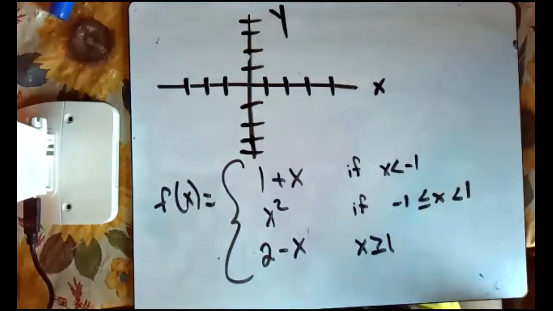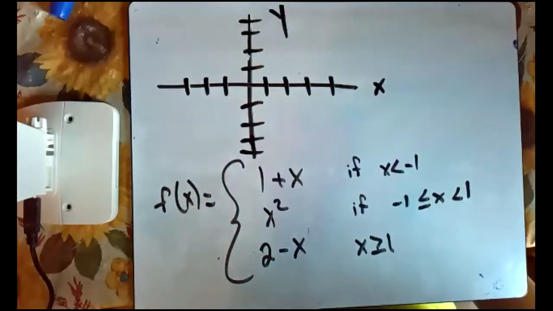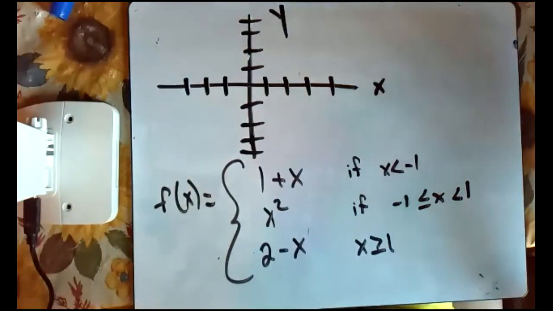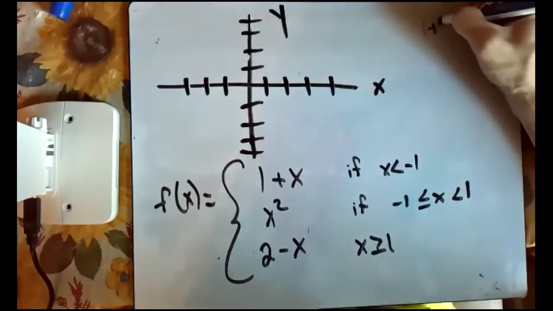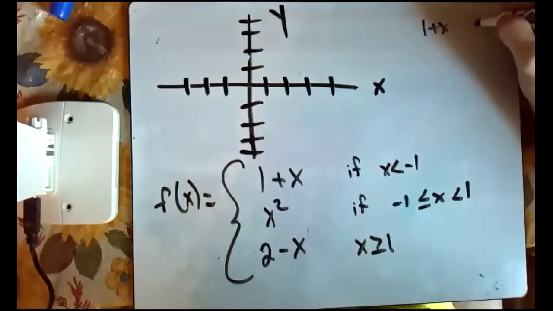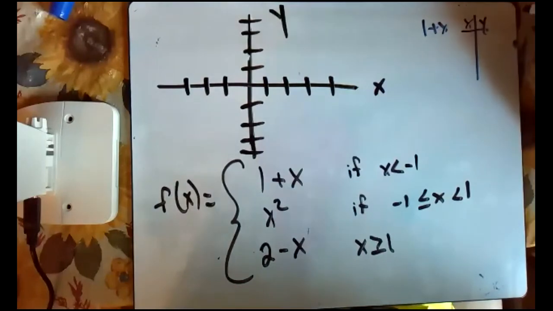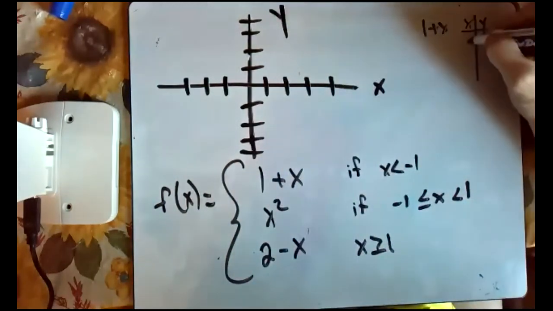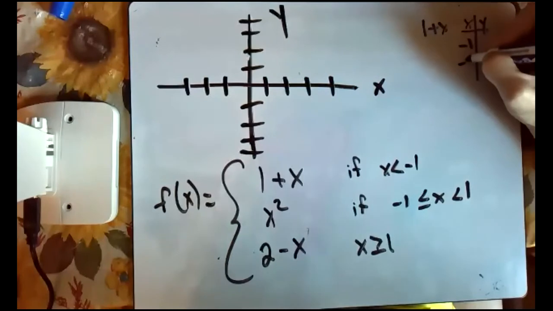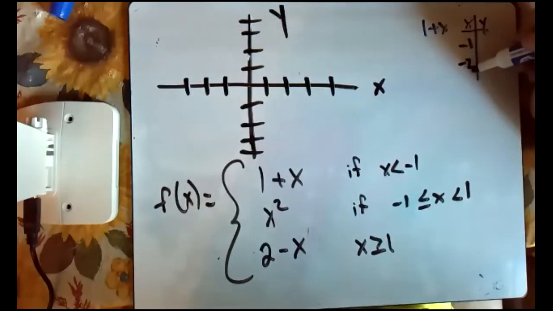All right, so how do we graph a piecewise function? 1 plus x if x is less than -1. Well, we can make 3 little t-tables. Let's say I do it for the 1 plus x, and I'm going to make a t-table for that. As far as choosing values, I can't choose like 10. Why not? Because it says 1 plus x if x is less than -1. So I have to choose values smaller than -1, like -1, -2, and -3 even if I wanted to.